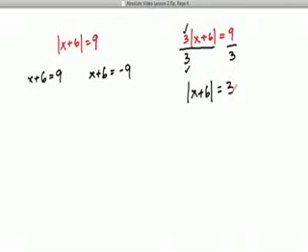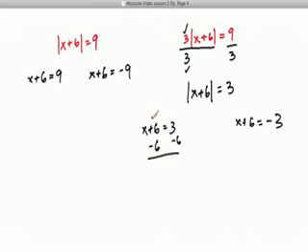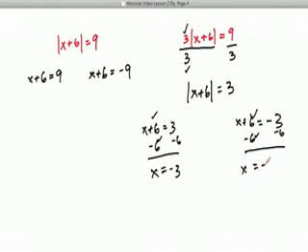9 divided by 3 is 3. Now I have x plus 6 equals 3, or x plus 6 equals negative 3. And from this point forward, it should just be absolutely simple. Subtract 6: x equals negative 3. Subtract 6: x equals negative 9. So we have our two answers.